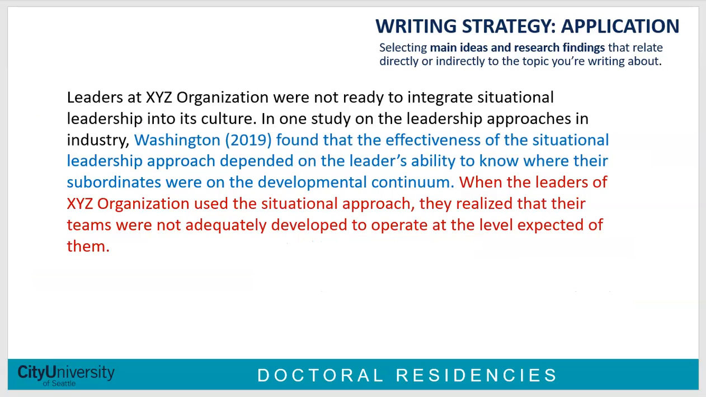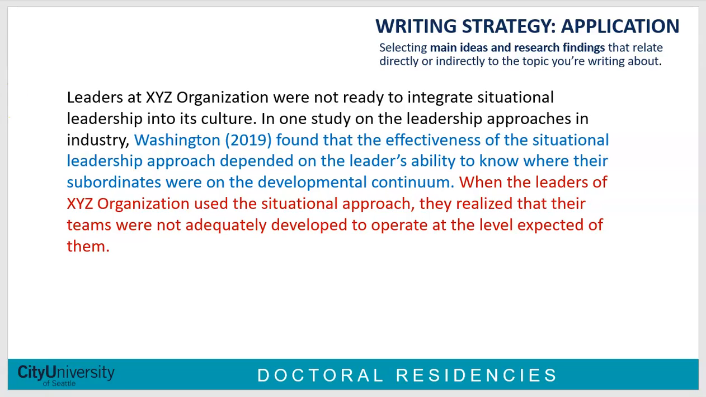Let me give you an example of application. Leaders at XYZ organization were not ready to integrate situational leadership into its culture, etc., etc. In one study on the leadership approach in industry, Washington found that the effectiveness of the situational leadership, etc., etc., when the leaders of XYZ organization used the situational approach, they realized that their teams were not adequately developed, and so on. So you see, I color-coded it here. The first block, leaders at XYZ organization, that's the background. Why are you writing? And then you want to provide the context. That's what you did there.